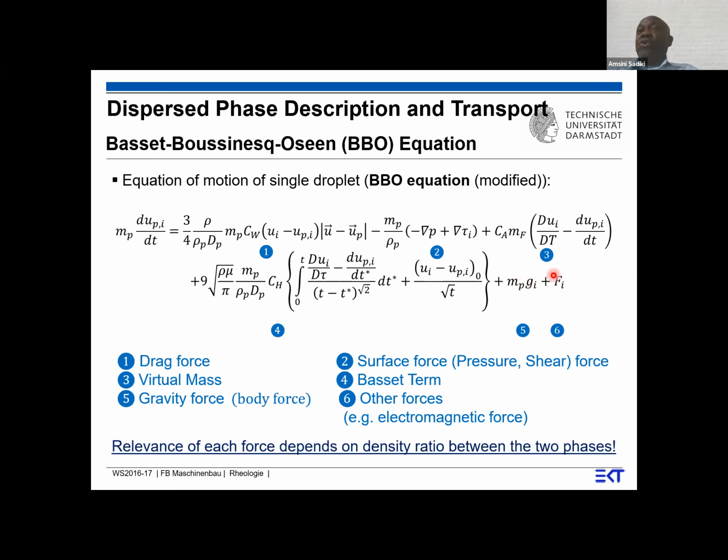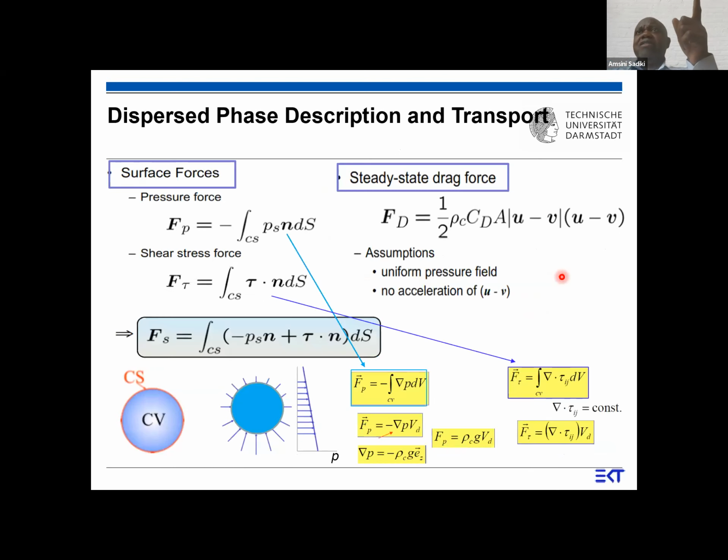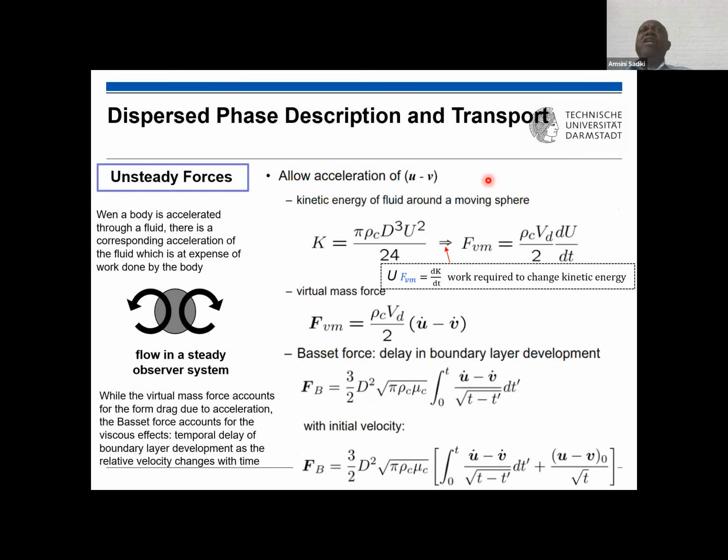We have also other forces. I will show you them later. And here I put everything together. We add the first one. It is a steady state drag force. And now here we have the so-called, we allow now acceleration of the relative velocity. Then we have the first one. The first one is due to the work required to change the kinetic energy acting on the particle.